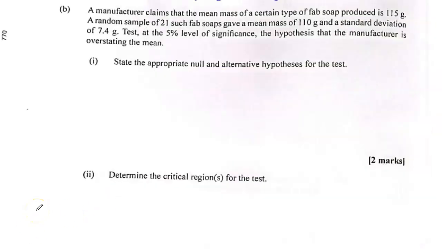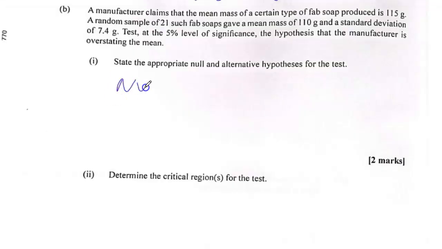A manufacturer claims that the mean mass of a certain type of fab soap produced is 115 grams. A random sample of 21 such fab soaps have a mean mass of 110 grams and a standard deviation of 7.4 grams. Test at the 5% level of significance the hypothesis that the manufacturer is overstating the mean. State the appropriate null and alternate hypotheses for the test.